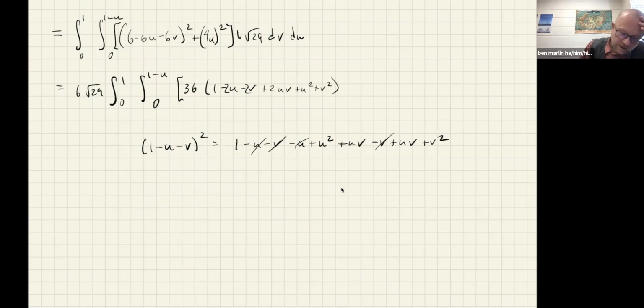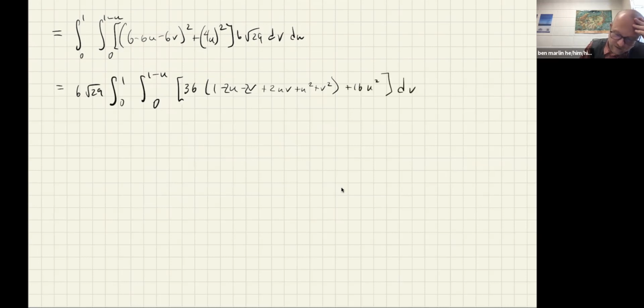Yeah, okay, and I hope it does not offend y'all that I'm going to just drop that part out, and then I'll have the plus 16u squared, and then we'll say dv du. Okay, can we do anything nice? I can see a factor of 4 that we can take out of everything and have 24 square roots of 29, integral 0 to 1, integral 0 to 1 minus u.